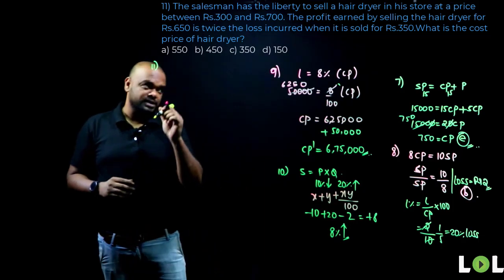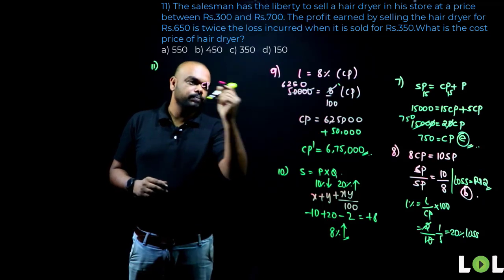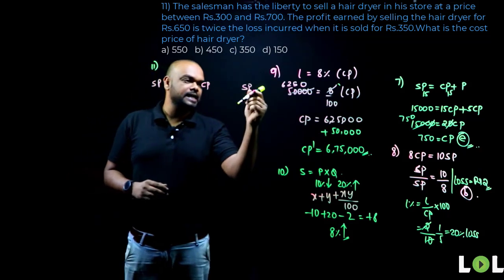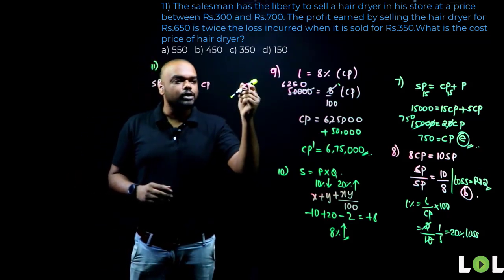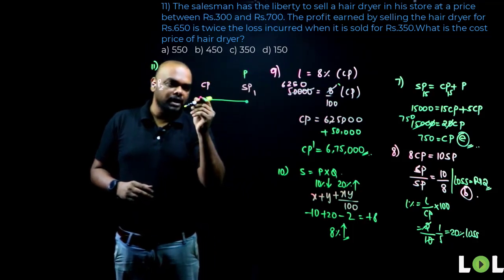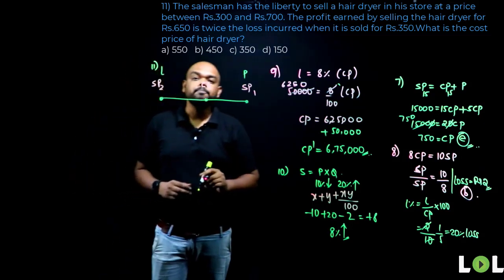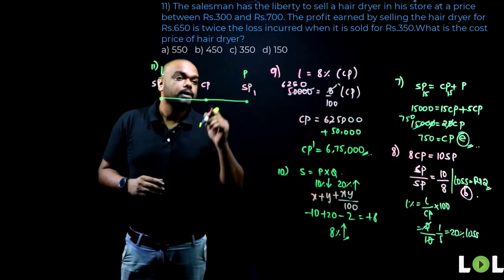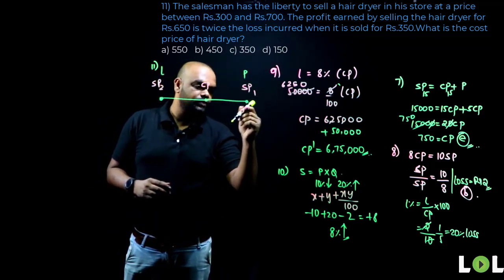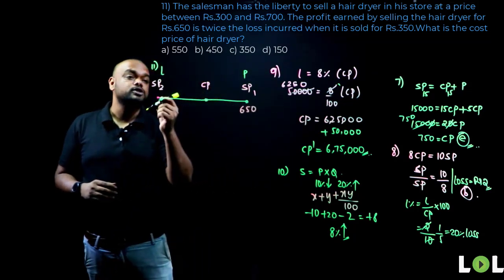Guys, observe, same concept. In the beginning, we solved a similar question. Look, here cost price, selling price, and another selling price. Selling price 1, selling price 2. If you increase the selling price, here you make a profit. But if you decrease the selling price, here you make a loss. Okay, what is happening here? Now, the profit earned by selling the hairdryer at 650, this is 650, and this is profit, is twice the loss incurred when sold at 350.